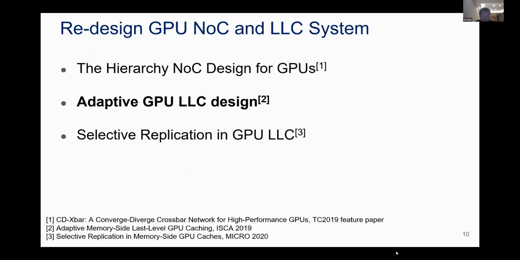Before, I talked about how to bridge the gaps between the SMs and the LLC slice count, we can use the hierarchical NoC design, and we propose the CDX bar architecture. I gave a brief introduction about the CDX bar design and also the routing policy and CTA scheduling policy in CDX bar. Next, I will talk about the adaptive GPU LLC design.